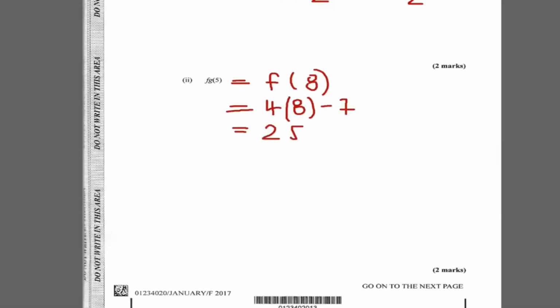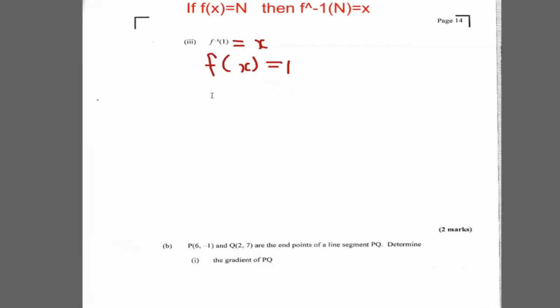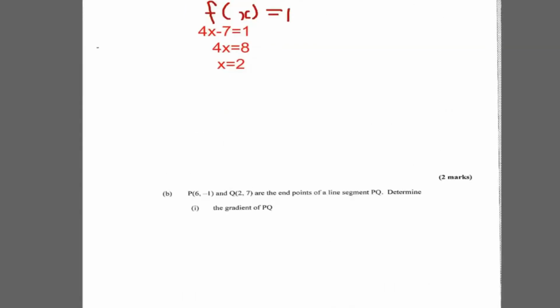So f of x, as we know, is 4x minus 7. And so we're setting 4x minus 7 equal to 1. So if 4x minus 7 equals 1, then 4x must equal 8. And if 4x equals 8, then x must clearly be 2. All right, so f inverse of 1 is 2. Nice and easy. So x equals 2. Nice.